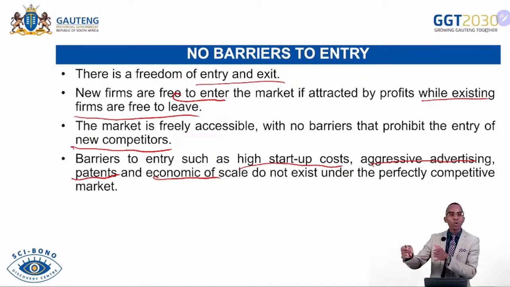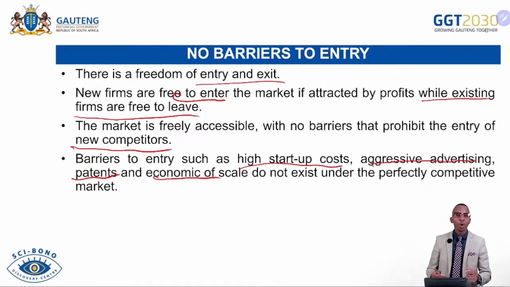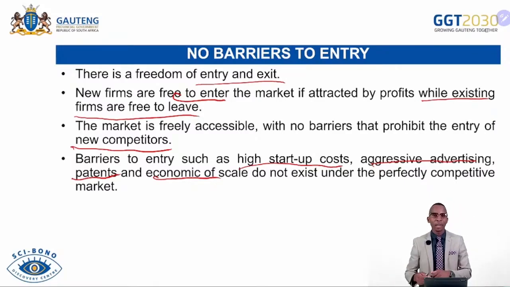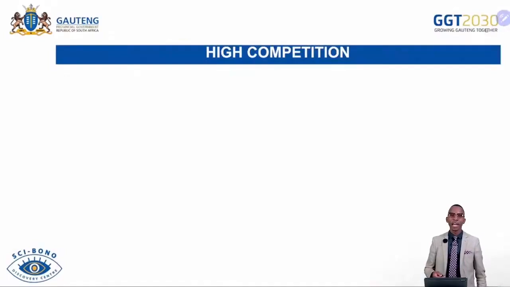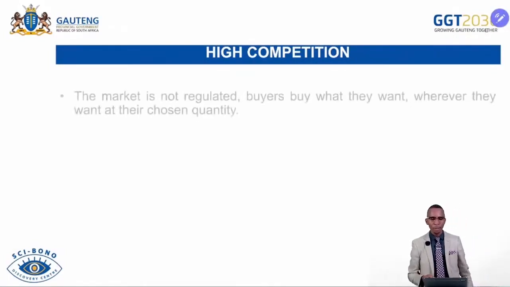As they lose their consumers, they might find themselves making what you call the normal profit or economic loss, while new firms in the short run, as they enter the market, are enjoying supernormal profits. There is a high competition that exists within this kind of market.